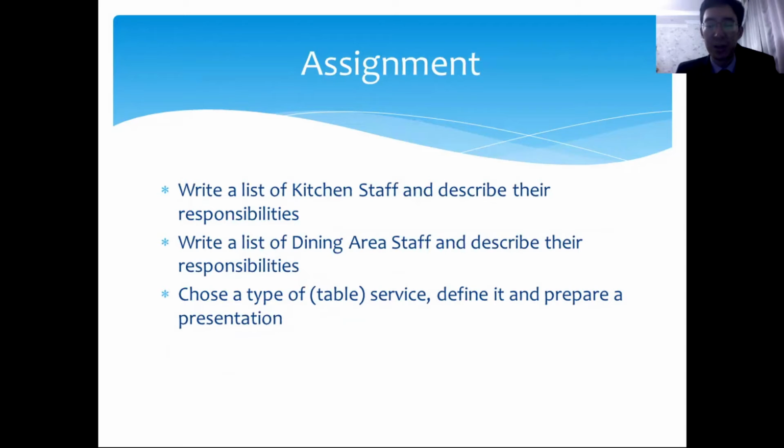And here is your assignment. For this lecture, you have 3 assignments. The first one is to write a list of kitchen staff and describe their responsibilities. That we have covered, we have seen the structure, but now I want you to write them and describe them. Then write a list of dining area staff and describe their responsibilities. We again have covered them, but now I want you to write about them in detail. And the last assignment is to choose a type of table service that we have covered and mentioned before, and define it by preparing a presentation.